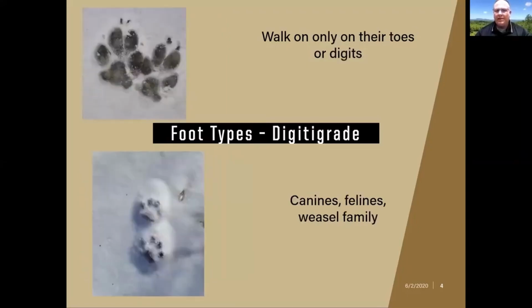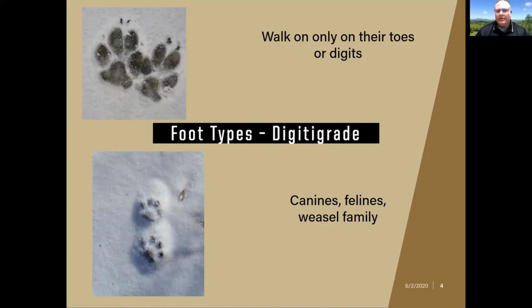The next style is digitigrade, and as that term highlights, they walk on their digits or their toes. And the species groups that use this are the canines, the felines, the cats and dogs, the weasel family, so your otters and weasels and mink, and so they're walking on their toes, and you can see pretty clearly the toe pads showing up.